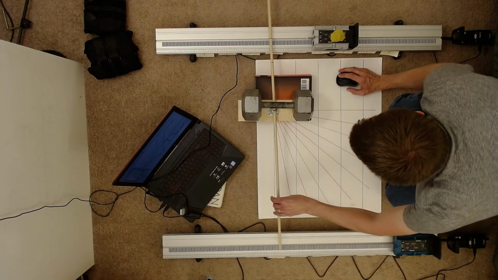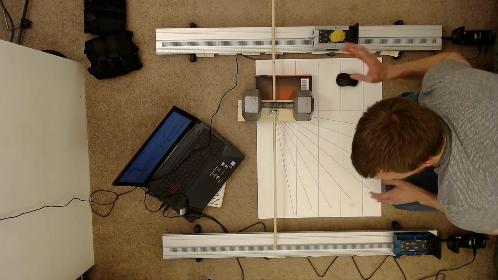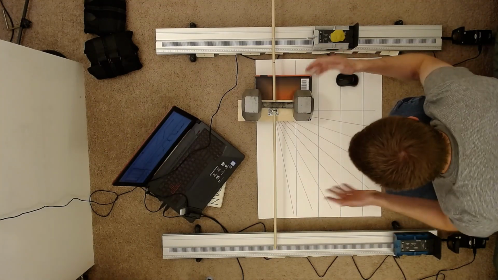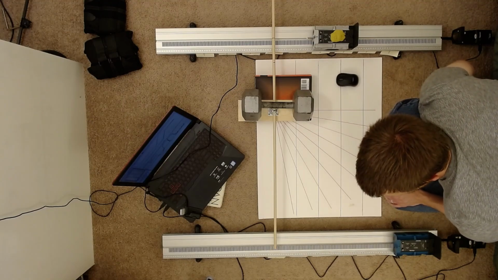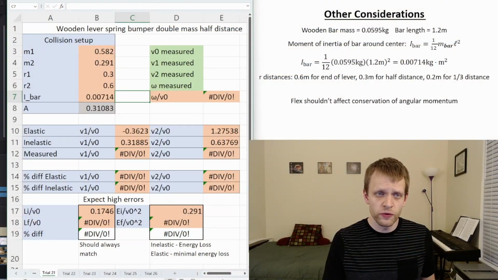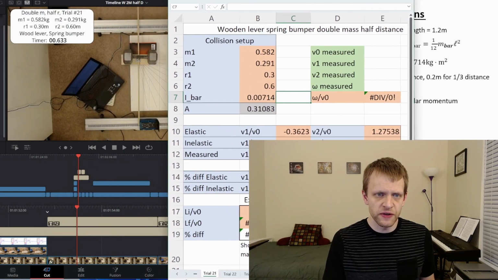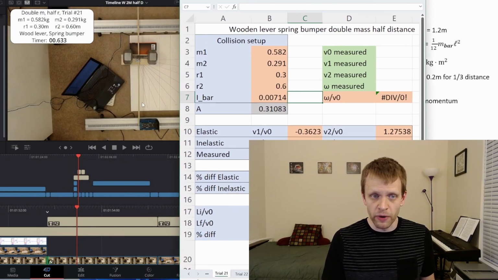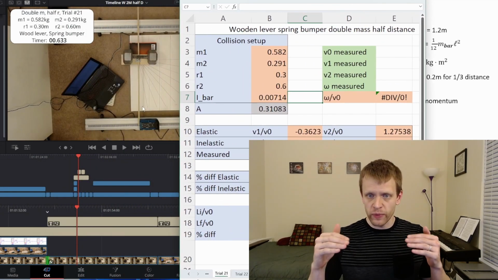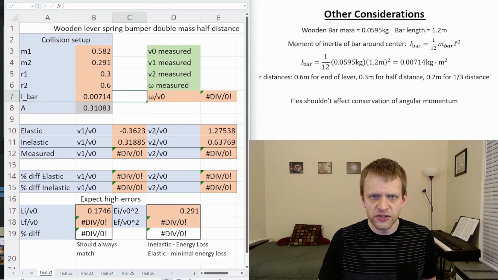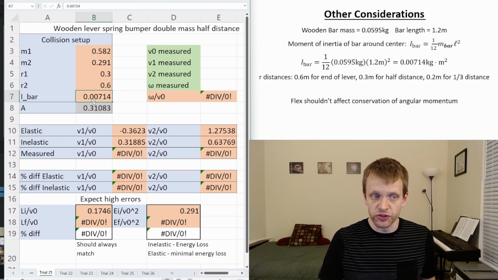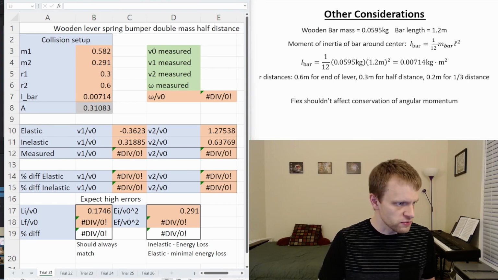Okay, so we're going to change this around. I'm going to change up one or two more mass configurations and position configurations, but let's look at the data for this one first. So for this next set, we are looking specifically at the wooden bar now. So instead of a rigid bar, we have a flexible bar. And since we're now using the flexible bar, the wooden one, we have to change the moment of inertia. So I've updated that, I've put the masses in, and let's go through some of these trials.